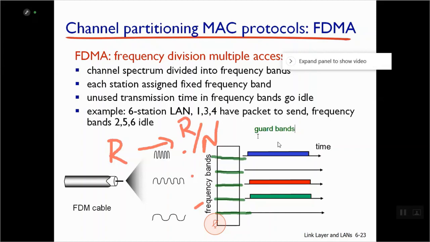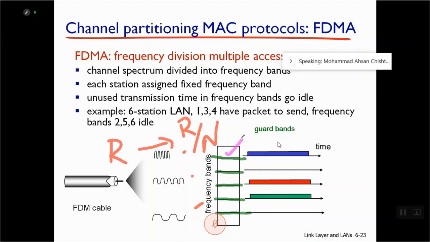Now in this channel partitioning, if we have 6 nodes, each of the 6 would get one of the frequency bands that are given here, like this one. So we assign each frequency to one of the N nodes. And at the same time, all 6 of them can send.